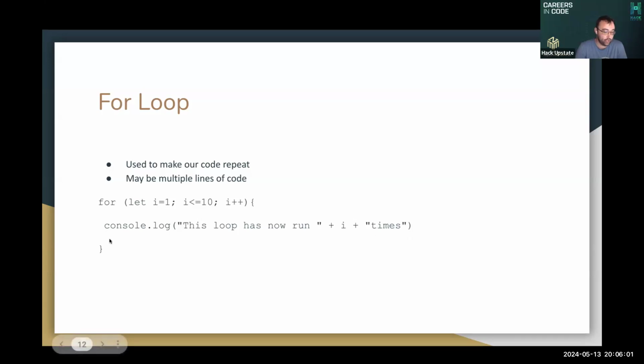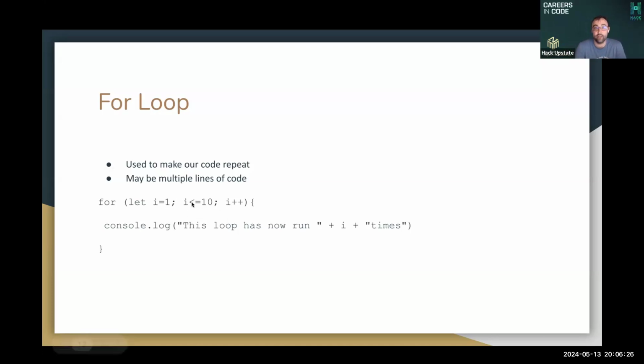Now it's going to hit this curly brace, and it's going to go back up, and it's going to go I plus plus. I is now 2. Okay, is 2 less than or equal to 10? Yes, it is. So we go back into this curly brace. We do the loop has now run 2 times. We go back. We add 1 to I, 3, all the way up until it is 10.